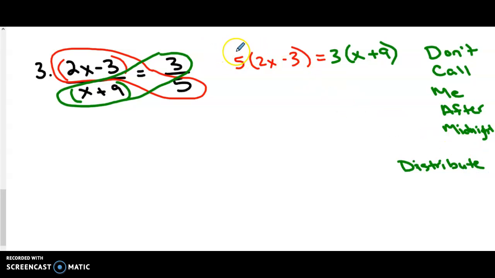And there are actually two terms that we have to distribute in this example. First, we have to distribute this 5. We're going to say hi to 2x and multiply. So 5 times 2x is 10x. And then we're going to distribute this 5 times negative 3. So we're going to say hi and multiply. 5 times negative 3 is negative 15.